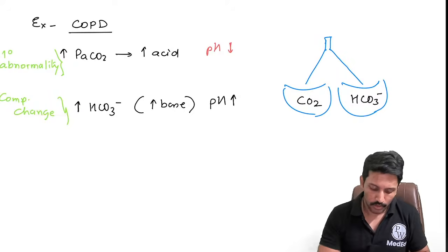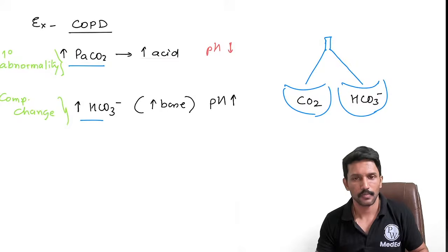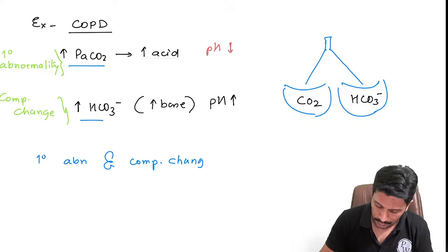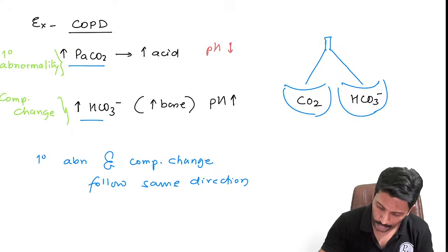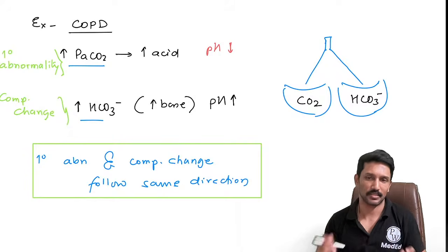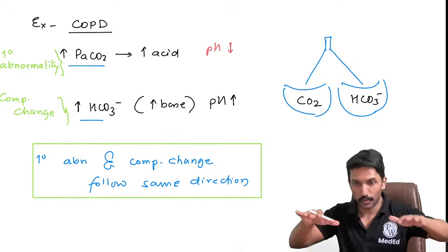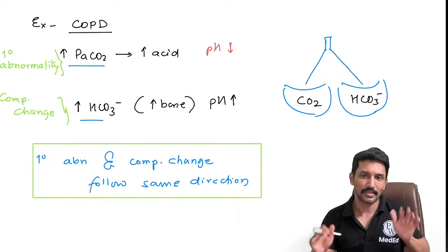So in any acid-base disorder, there is a primary abnormality and a compensatory change. And the point to note is that primary abnormality and compensatory change follow the same direction. Very important point. It means if acid is increasing, that's a primary abnormality, then base also increases to get the pH normalized. If acid is decreasing, base also decreases to get the pH normalized. If base is increasing, acid increases. If base is decreasing, acid decreases.